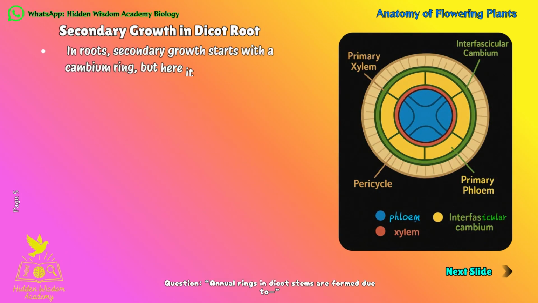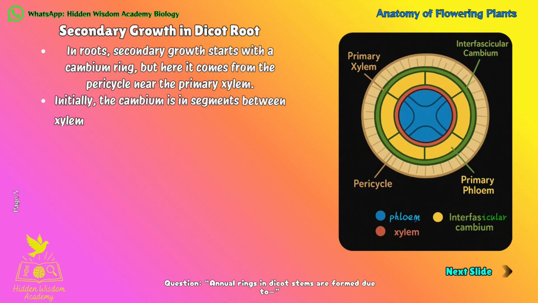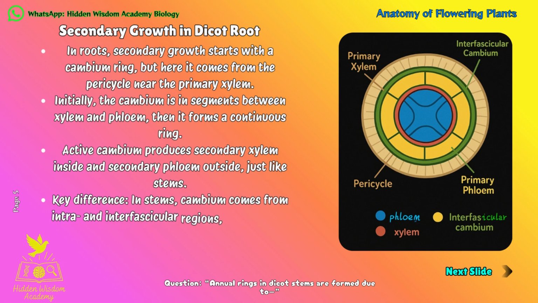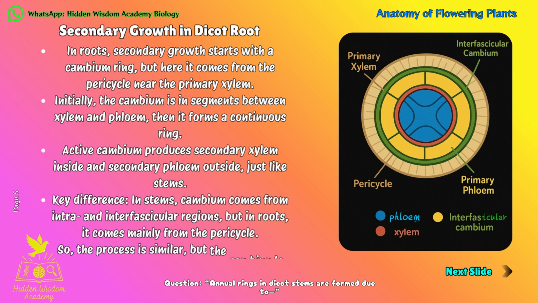In dicot roots, secondary growth begins with a cambium ring that originates from the pericycle, near the primary xylem. At first, the cambium is in separate segments between xylem and phloem, but soon it forms a continuous ring. This active cambium produces secondary xylem towards the center and secondary phloem towards the outside, just like in stems. The key difference is that in stems, cambium comes from intra- and interfascicular regions, while in roots, it comes mainly from the pericycle. So, the process is similar, but the cambium's origin is different in roots and stems.